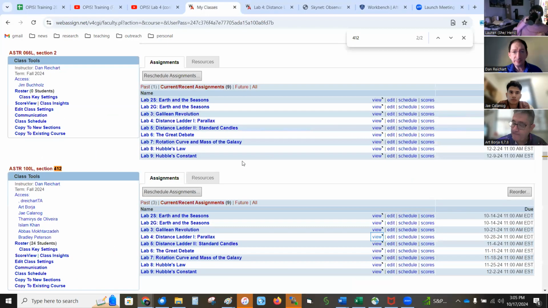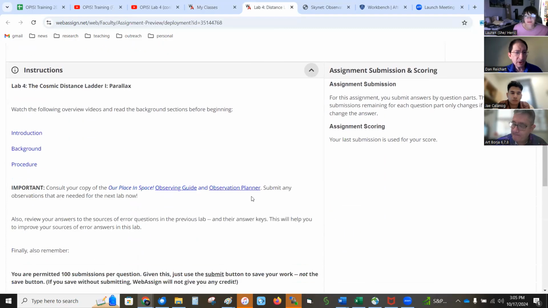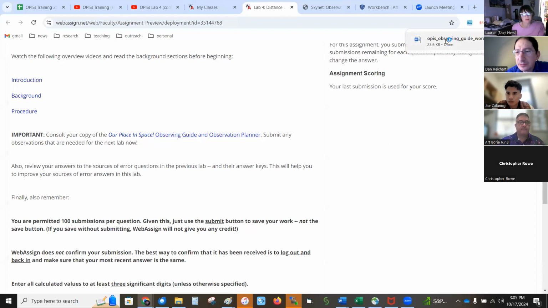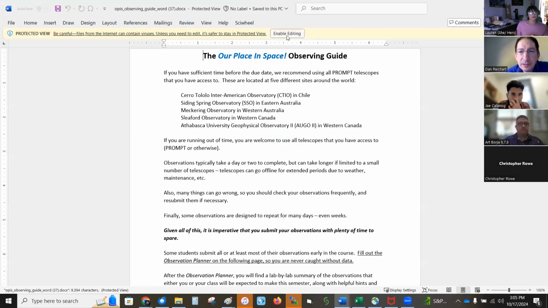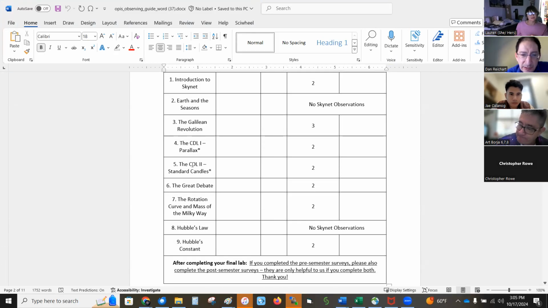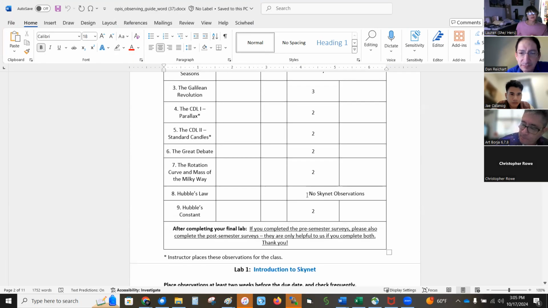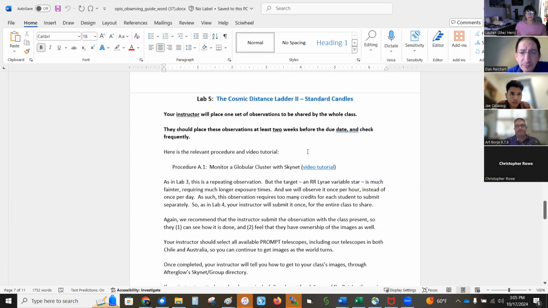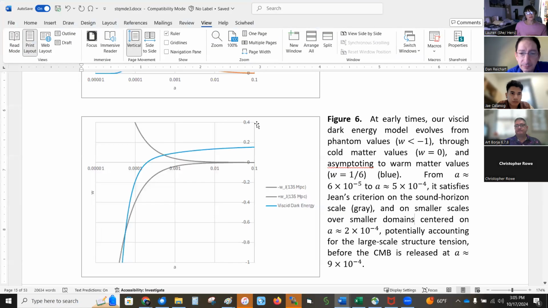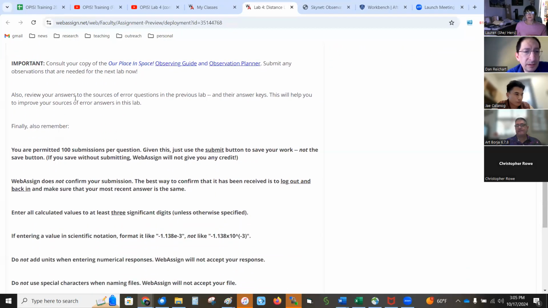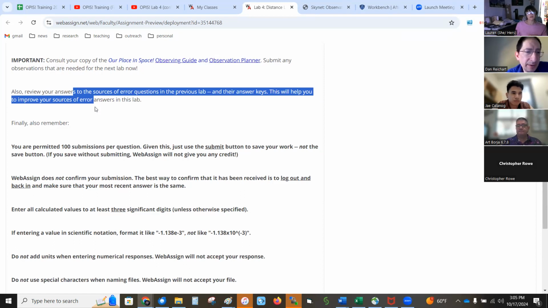Okay, let's see here. Okay, so here we are in Lab 4. Here are the overview observations. Here's the observing guide. I guess I'll just open that real quick. But yeah, this is what we did last time. We have the observation planner. So you look at Lab 5 and it says put the observations in 2 weeks before the due date, probably 1 week before they're doing the lab. And then all the information about putting that in. Review sources of error in previous lab, etc.